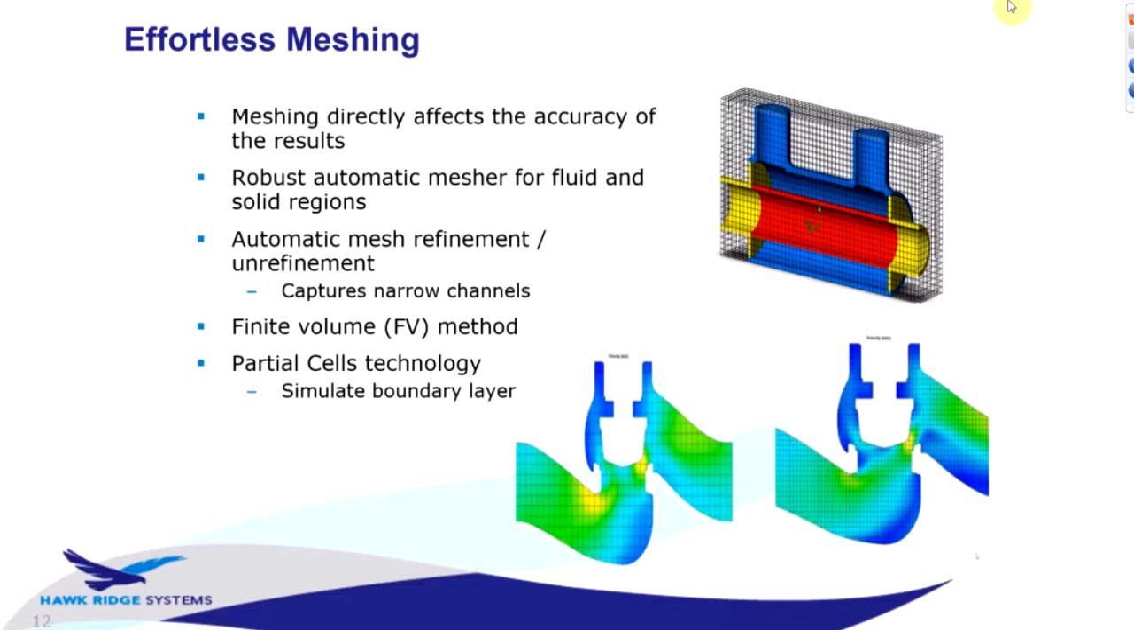You don't have to spend so much time on the mesh depending on the project, but it's very easy to use, right? So it has that automatic mesh refinement, captures those narrow channels, and more importantly, it does those partial cells where you may have a boundary within a solid versus air, right? And it'll automatically account for that and generate this good quality mesh to give you good results.